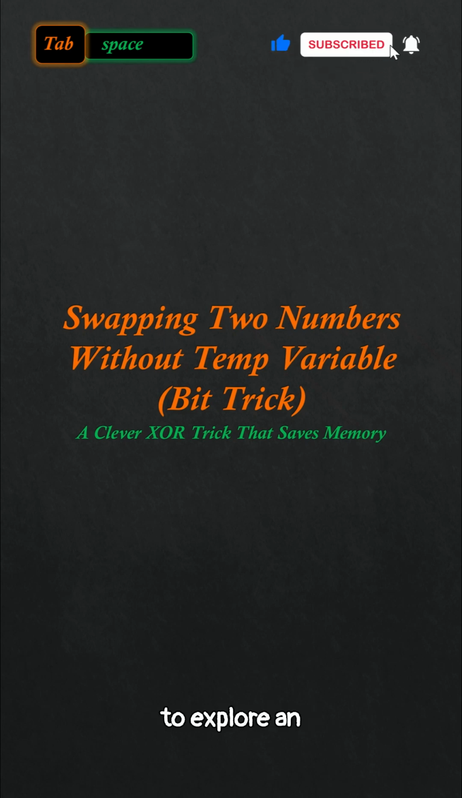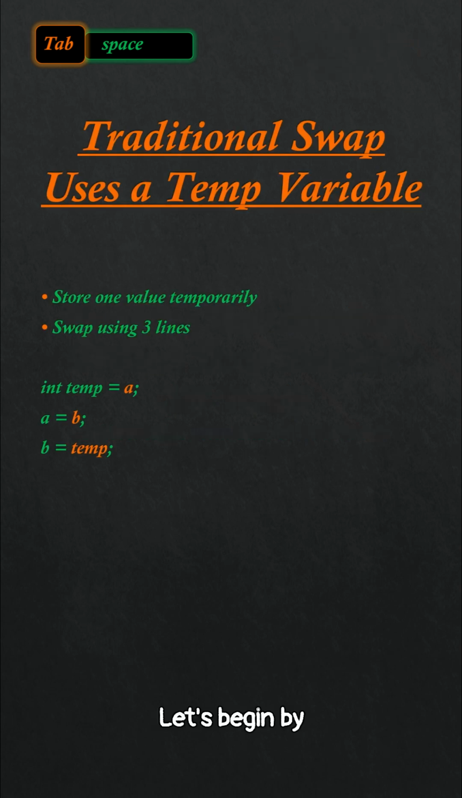Today we are going to explore an interesting and clever trick, swapping two numbers without using a temporary variable, using the bitwise XOR operation. It's a neat little technique that's often used in low-level programming. Let's begin by looking at the traditional method for swapping two numbers.